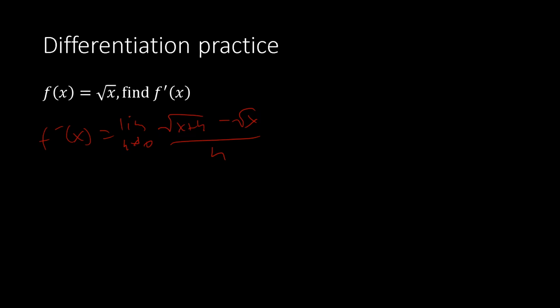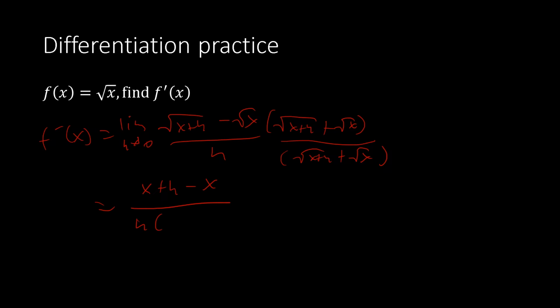Okay, as we talked about in our last video, if you're not sure what to do and you have square roots in the top, always multiply by the conjugate. Okay, so on the top we're going to have this squared minus this squared, so we're going to end up with x plus h minus x over h times square root x plus h plus square root of x.